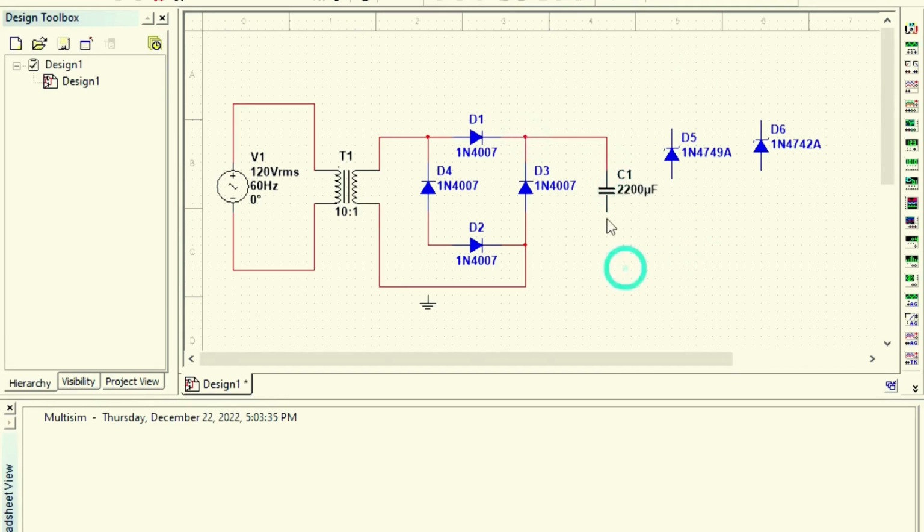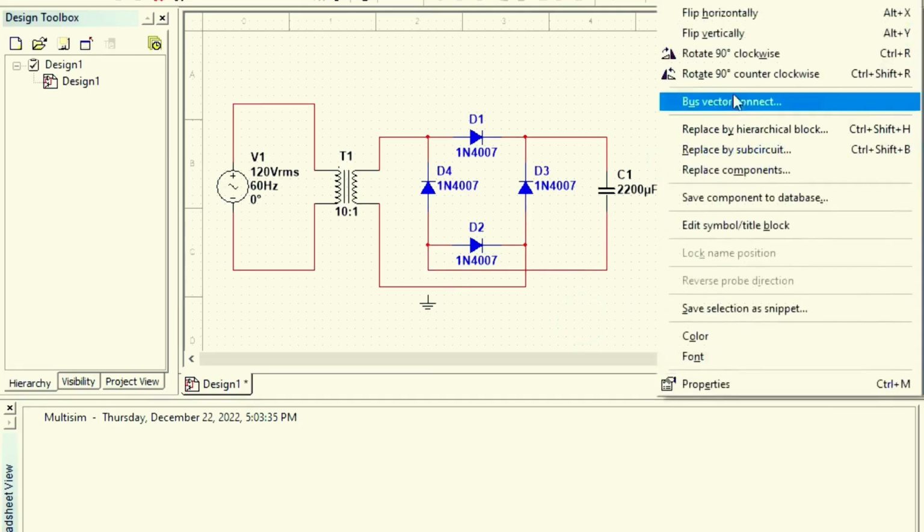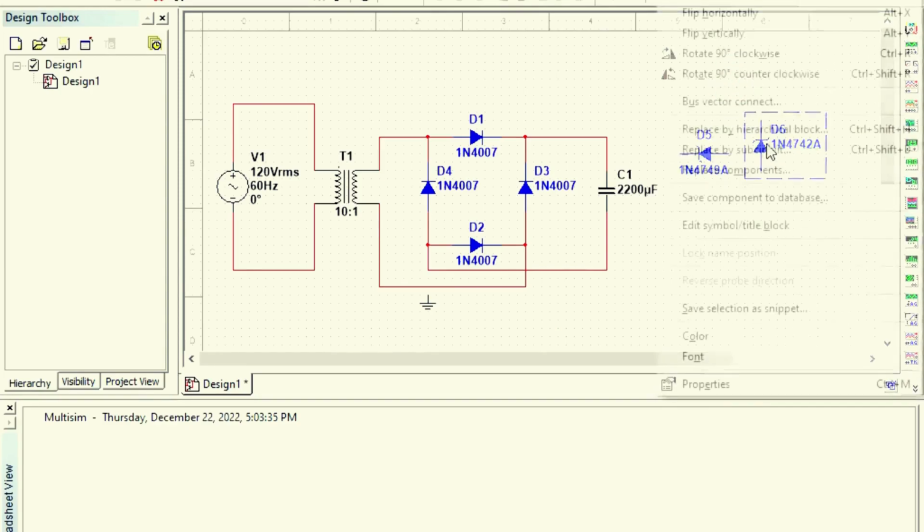Now the D1 and D3 outputs are the positive of the DC supply, and the D2 and D4 outputs are the negative of the DC supply. Now take the DC output through the capacitor, as the capacitor smoothens the distortion of the signal. Now you can see the desired output is obtained.